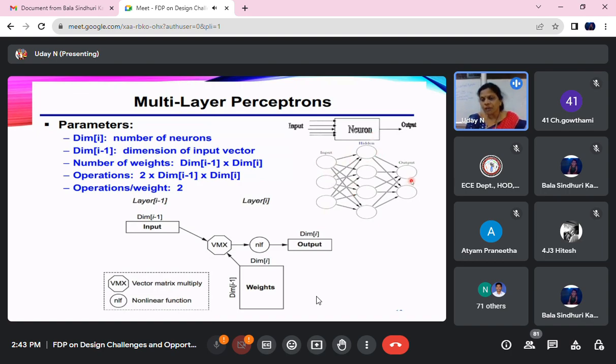And if you come here, there are 2 neurons here and 1, 2, 3, 4. So 4 into 2, 8 weights will be there for this layer. So that is how you have to determine the number of weights. And the number of operations will be 2 times the number of weights. So the operations per weight is equal to 2 for a simple multi-layer neural network.